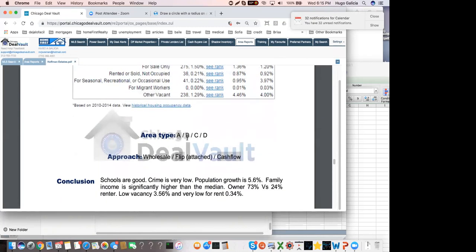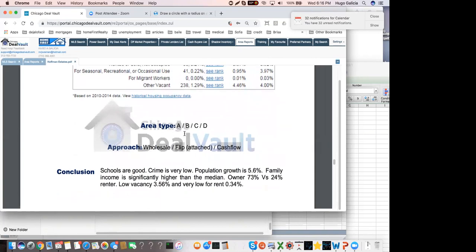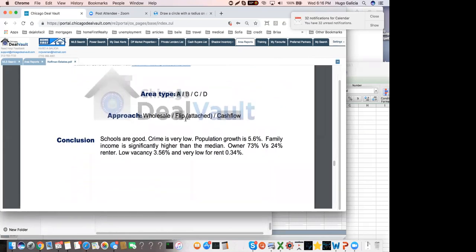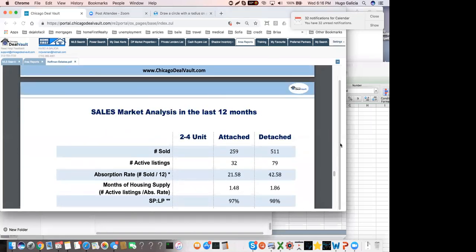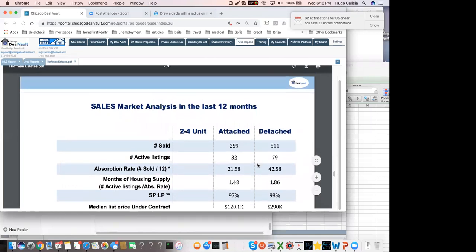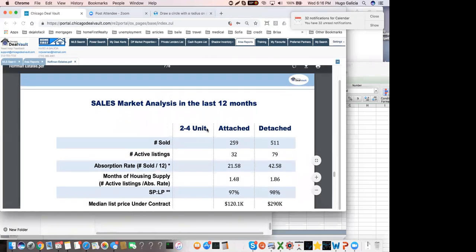So here we're going to show you the area in a nutshell. It's hard to see, but it's an A area, Hoffman Estates. And we're going to recommend an approach. In this case, it's going to be cash flow and flip. So let's go ahead and look at one of the most important pieces of information, the sales market analysis in the last 12 months. Here we're going to focus on a few indicators that are going to show you whether this is a hot area or not. This is divided by multi-unit, condos, townhomes, or single-family homes, the detached.